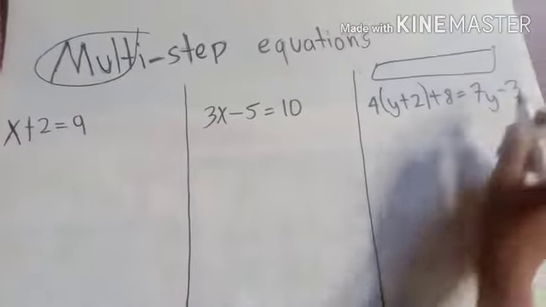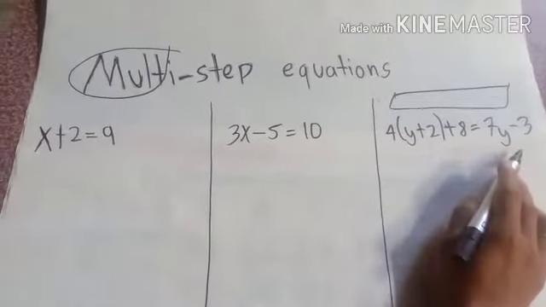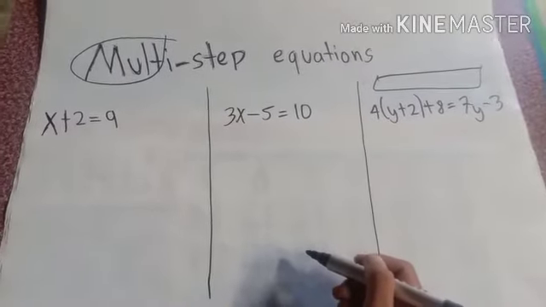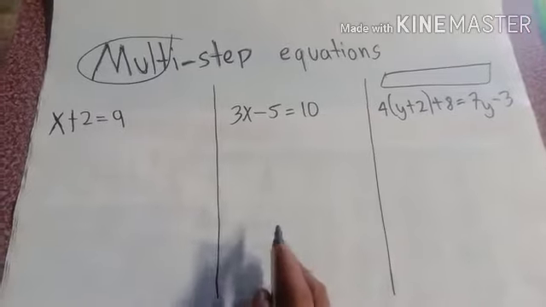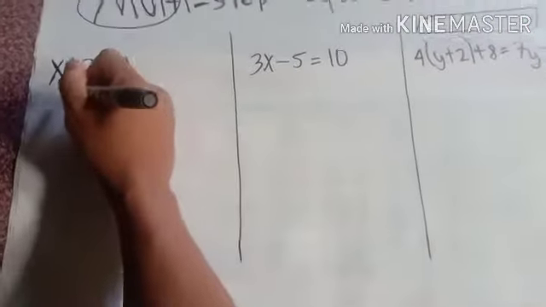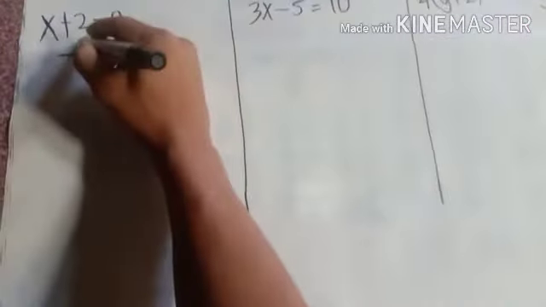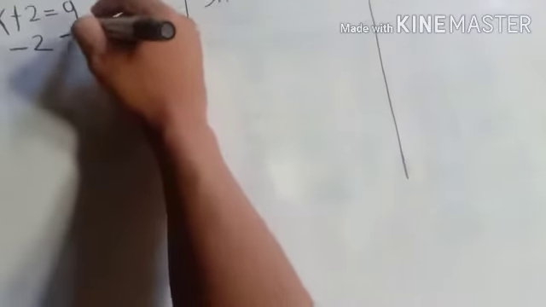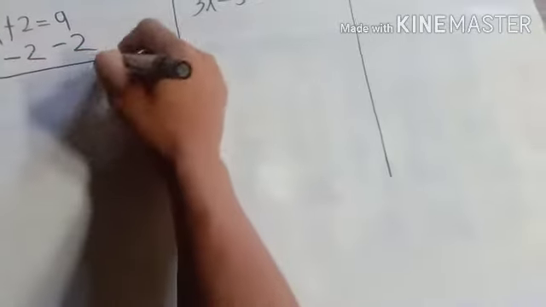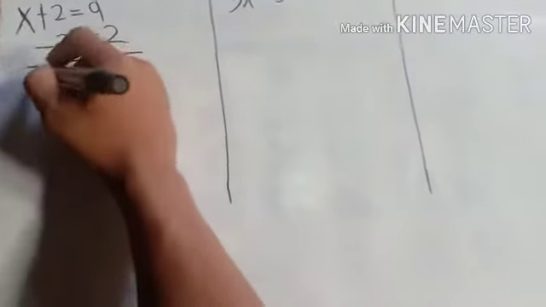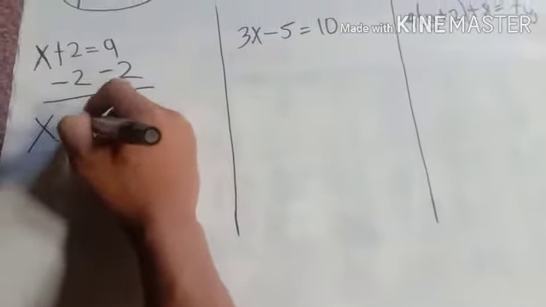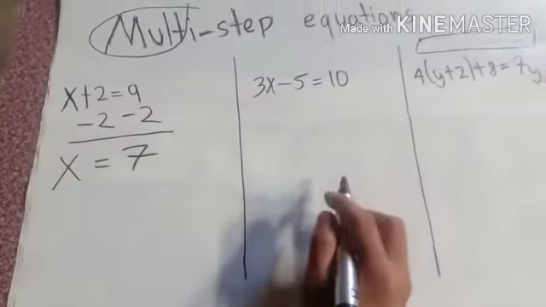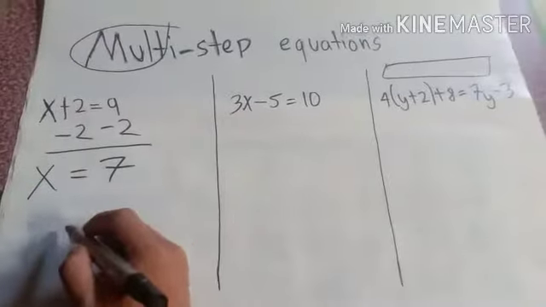Before we arrive at this example or problem, we need to know the one-step and two-step equations. It is important to know them. First is the one-step equation. You need to subtract 2 from each side, and bring down x equals 9 minus 2 equals 7. This is the one-step equation.